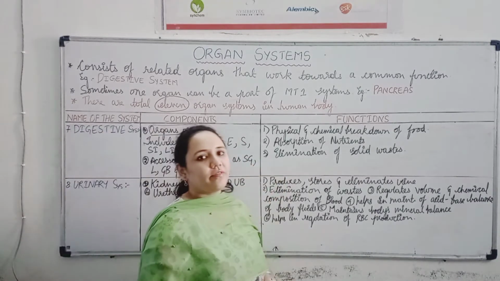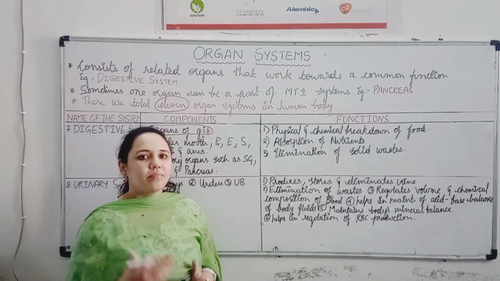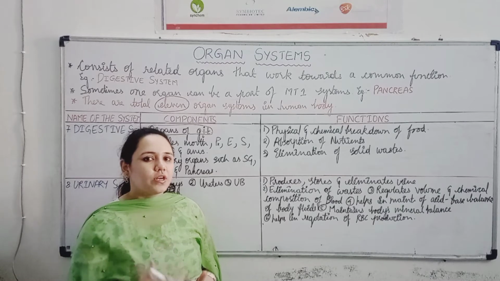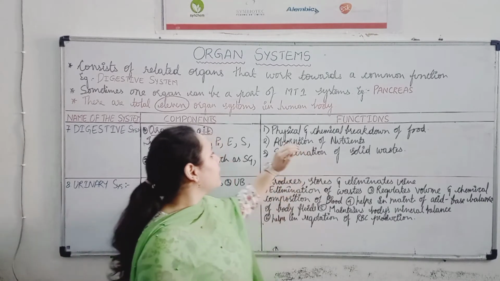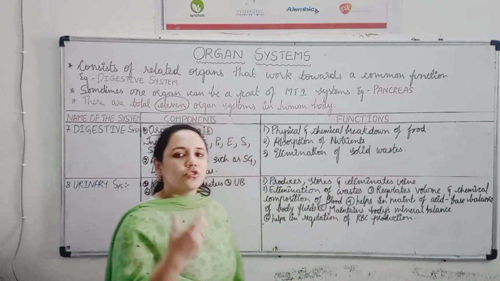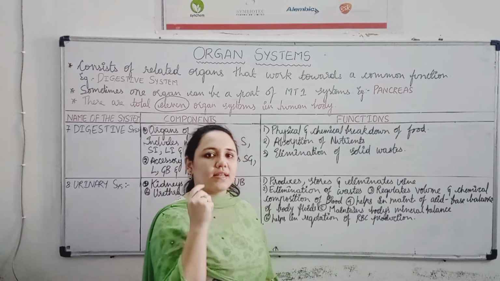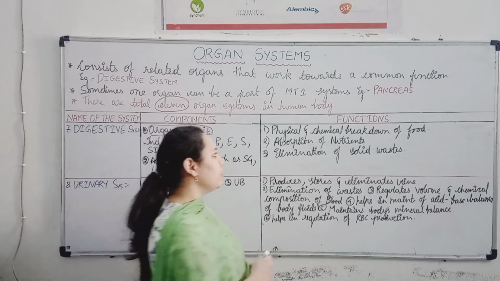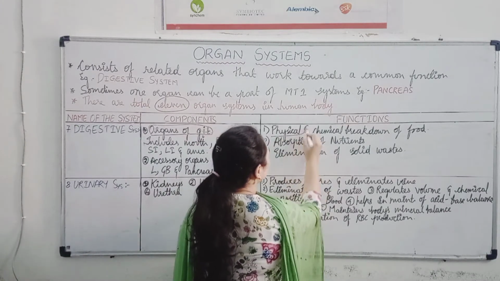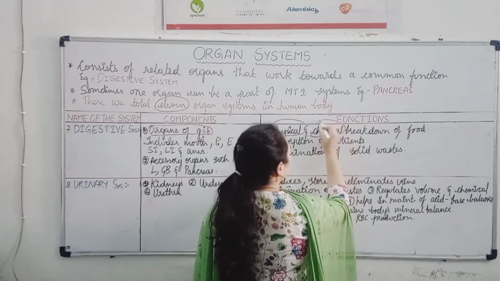So functions of digestive system. Digestive system के function क्या है? Basically to digest. So digestion process में क्या क्या आते हैं? Physical and chemical breakdown of food. जो हम solid large size का जो food material हम लेते हैं उसको physically breakdown करना और उसके साथ साथ chemically breakdown करना.